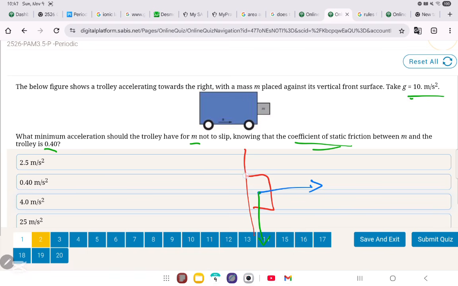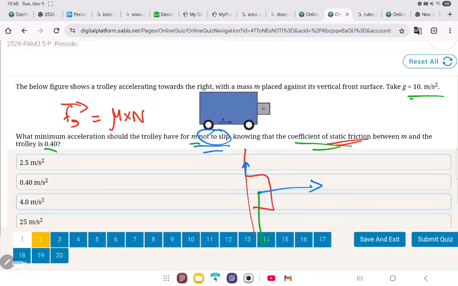Okay, and then what do we have? We have the force of friction over here. So they want the value of what? Of the acceleration, in order that m will not slip, right? So if m does not slip, that means for sure we are dealing with what? With static friction, okay? And in all scenarios, they told us that the coefficient of static friction between m and the trolley is 0.40. So they already stated that it is static friction. Okay, so what is the equation we need to know? First of all, we need to know that the static friction is equal to its coefficient multiplied by the normal force.